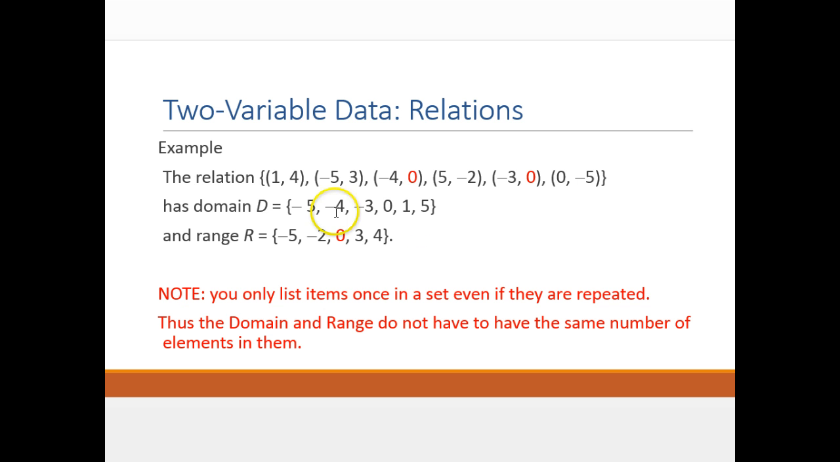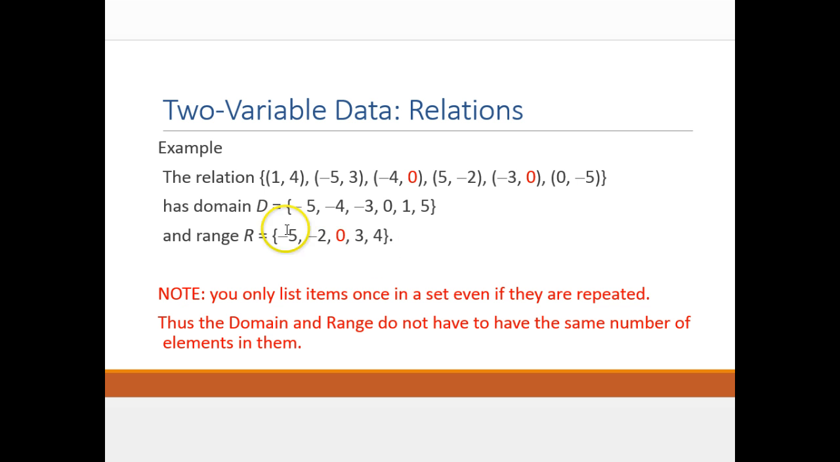So my domain is going to be all my x values or all my first values. And typically when we write domain and range, we do them in ascending order. So your domain is negative 5, negative 4, negative 3, 0, 1, and 5. Notice there are 6 elements in your domain. Your range is negative 5, negative 2, 0, 3, and 4. Notice there's only 5 elements in your range.